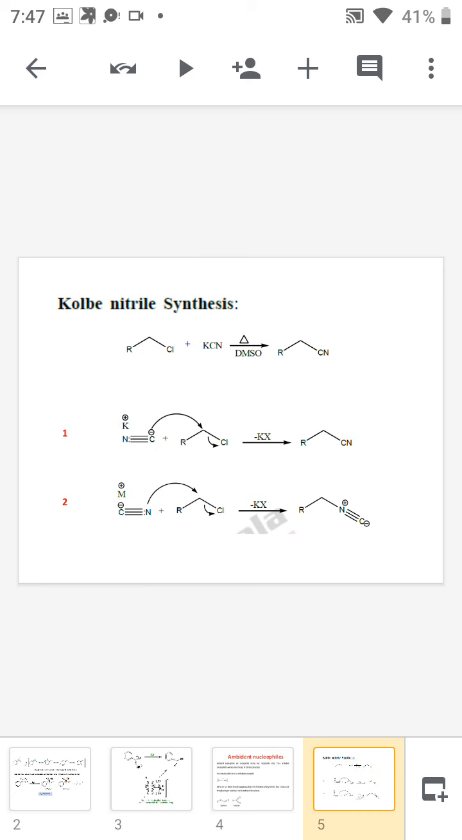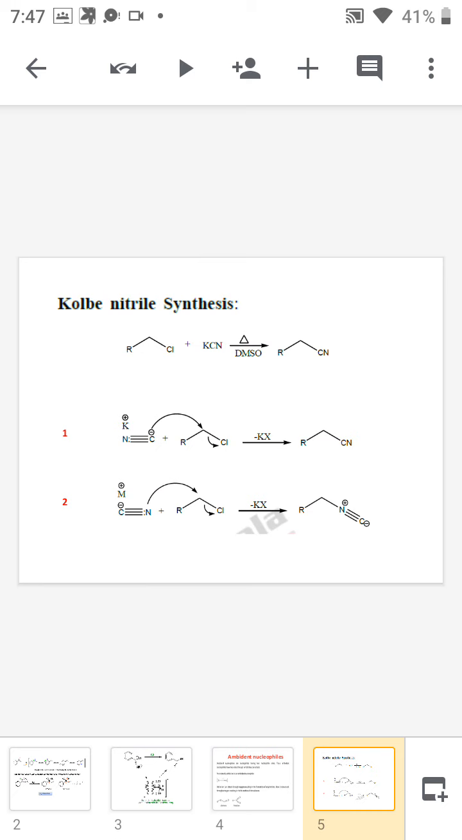In the nitrile synthesis, the starting material is RCH2Cl, that is an alkyl halide, and here the nucleophile is KCN, and KCN is an ambident nucleophile, and there are 2 atoms to attack the alkyl halide. One is the negatively charged carbon and the second one is the lone pair of electrons located on the nitrogen. So if it undergoes the chemical reaction, we will get the major product as RCH2CN.